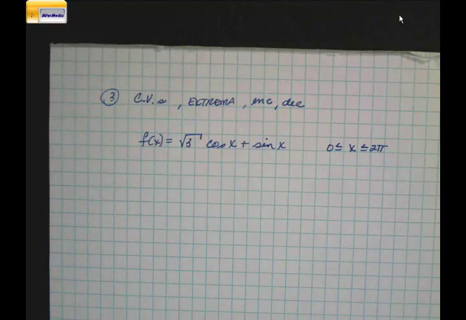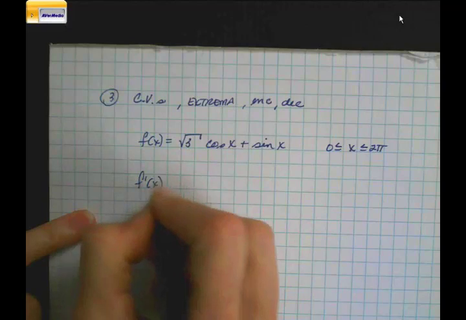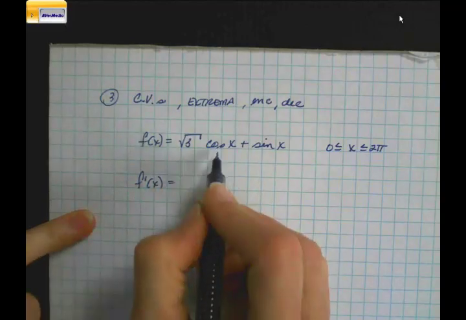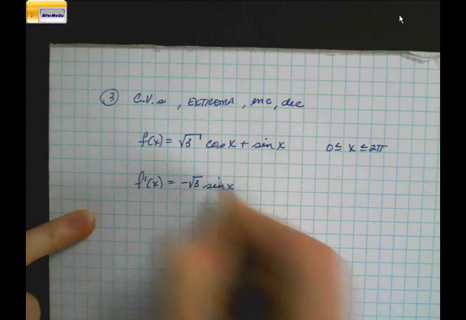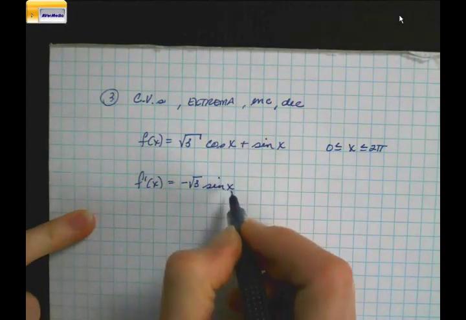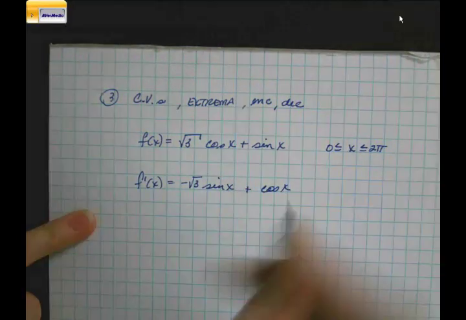All right, so to figure all this out, all this increasing, decreasing, and extrema stuff, we need the first derivative. So here we go. The derivative of cosine is a negative sine x. This is a negative square root of 3 sine x times the derivative of x, which is 1, so that's it. And the derivative of sine is cosine.